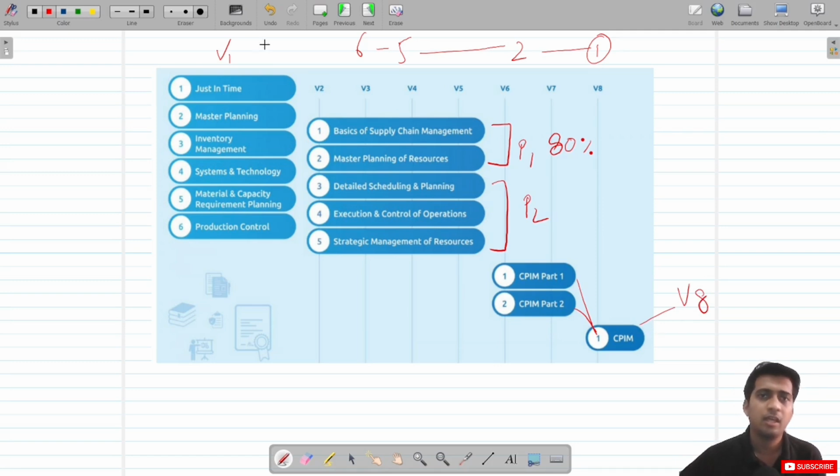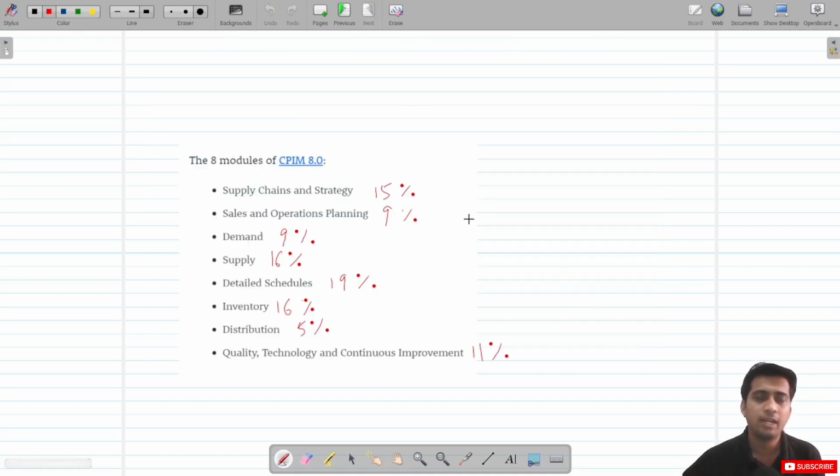Now let's talk a bit about the content as well. Here is the content of version 8. It would have 8 modules: supply chain strategy, then S&OP, then demand planning, which has forecasting and everything, and supply planning, where purchasing comes under this. Then detailed scheduling, which has MRP and master scheduling. Then inventory, distribution planning, then QMS, and continuous improvement. So these are the 8 modules that version 8 is going to have.